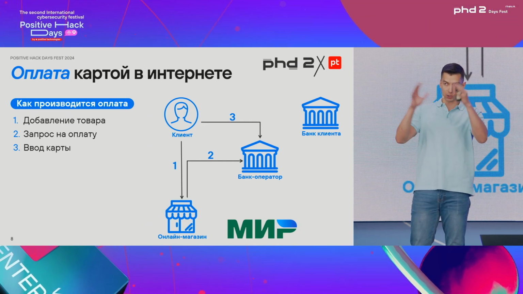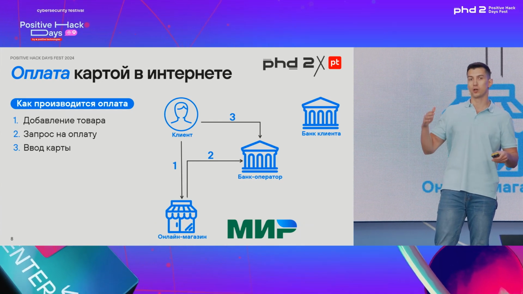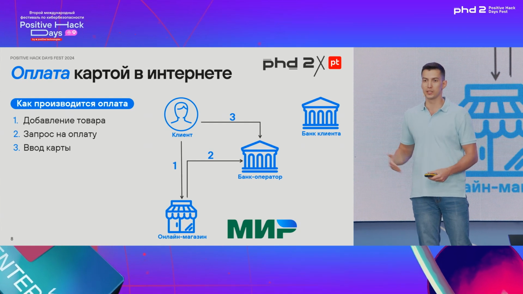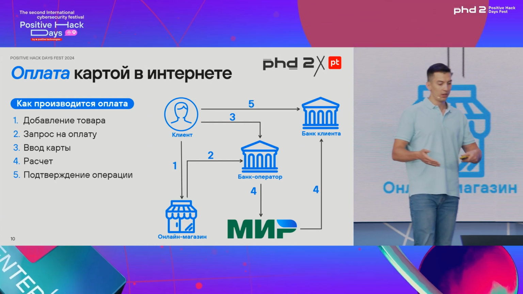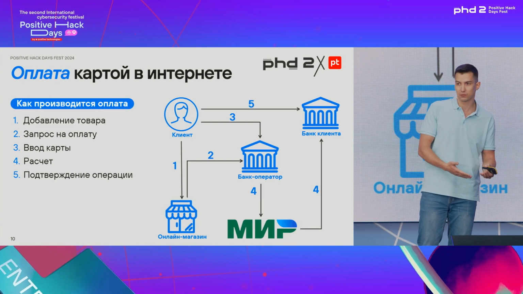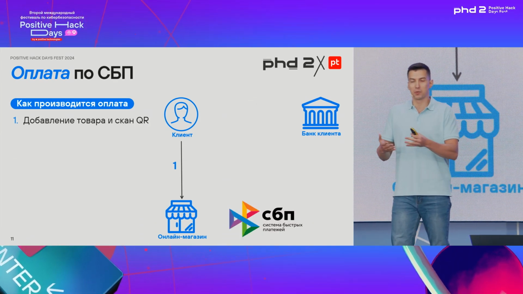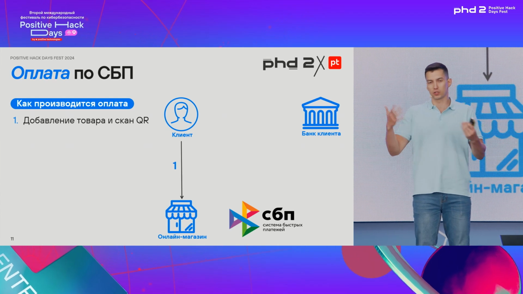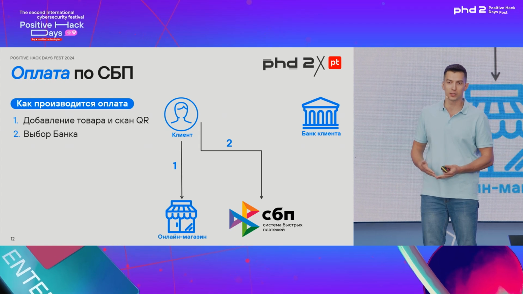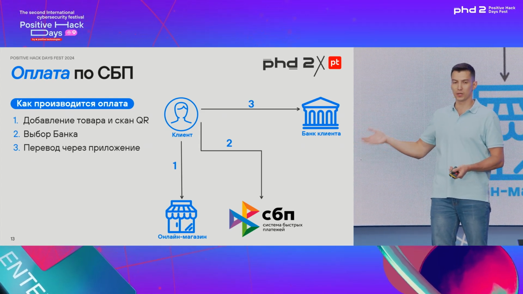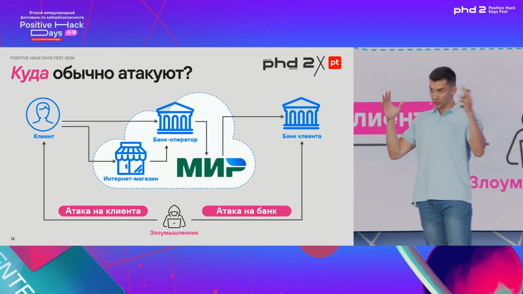This operator bank gives you a certain online form where you punch in your debit or credit card data, and through the payment system MIR, it communicates with the bank where you have your account and your money. Then your bank sends confirmation. You get confirmation, all is well, the money has been sent. And speaking about the rapid payment system, you simply scan a QR code in an online store, and you select a mobile bank where you want to pay. You confirm the payment, all is good, money has been withdrawn.